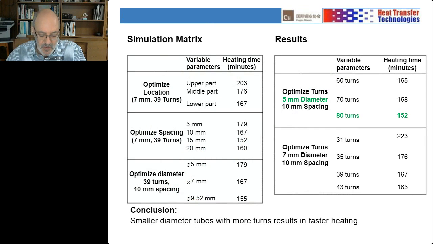In these results, the table on the left are heating time for the varied parameters. There's a location, the spacing, and the number of turns. On the right, the table shows the heating time versus the number of turns for 5 millimeter diameter tube and 10 millimeter spacing. On the bottom right, the heating time is shown versus the number of turns for 7 millimeters and 10 millimeter spacing. It can be seen that 5 millimeter tube with 10 millimeter spacing and 80 turns, depicted in green, provides the quickest heating time.